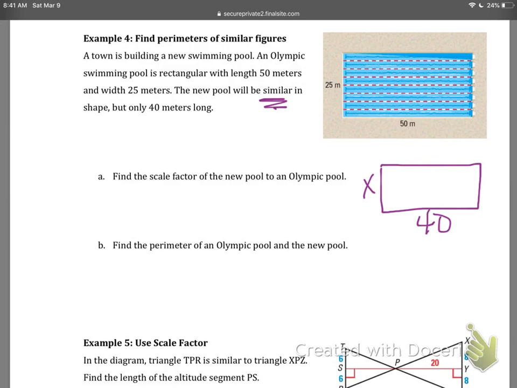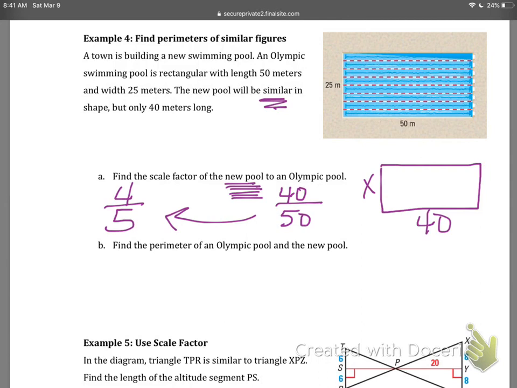Okay, so the only numbers we know on the new pool is the 40. So I'm going to have to say, and they want new pool first. Okay, that's key. New pool is first. So if new pool is first, then I have to write this as 40 over 50. Okay, new pool to Olympic pool. That is critically important. Then I would take that scale factor and I would reduce it to 4/5 by dividing both the numerator and the denominator by 10.